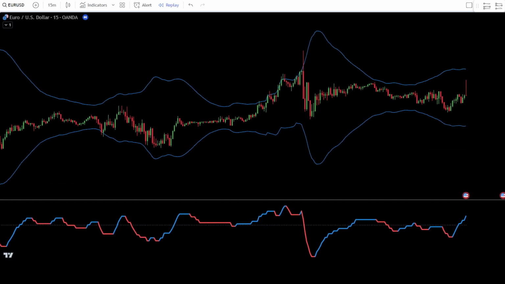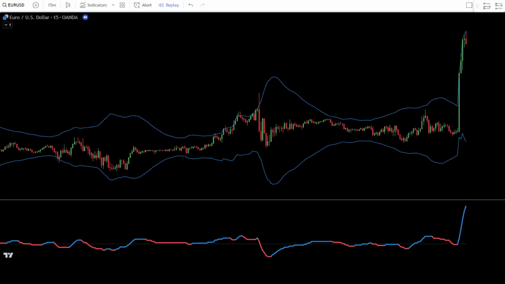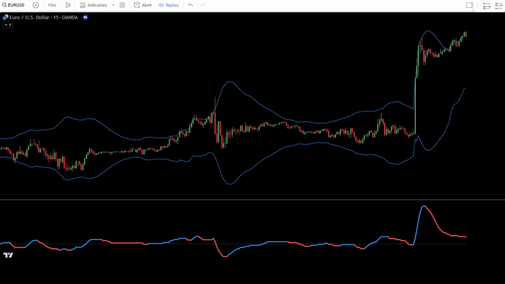If you are looking for a powerful and profitable scalping strategy, then you must try the scalping strategy that will be discussed in this video.